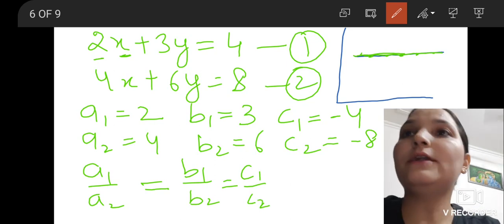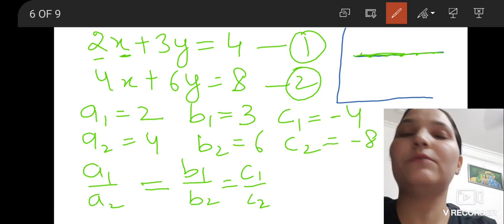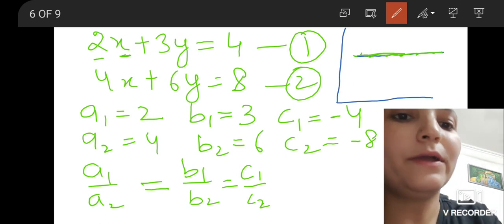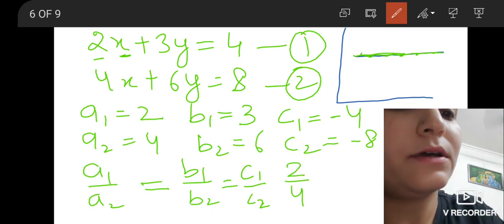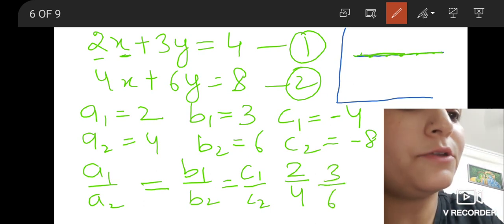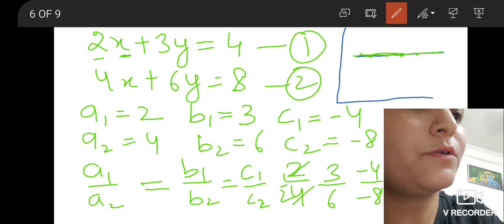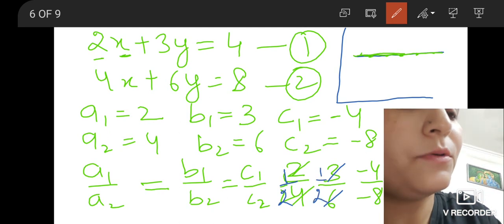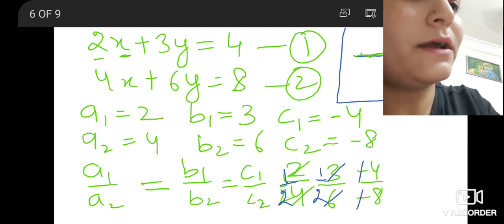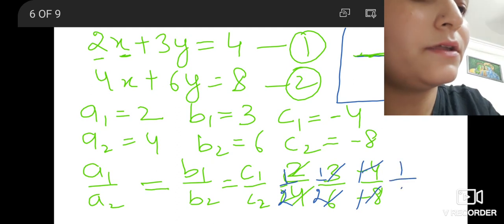So now you can see this is 2 upon 4. b1 upon b2 is 3 upon 6 and c1 upon c2 is minus 4 upon minus 8. Now if you cut, this will become 1 by 2. Same way if you cut, this will also become 1 by 2. If you cut this, then this will become 1 by 2.